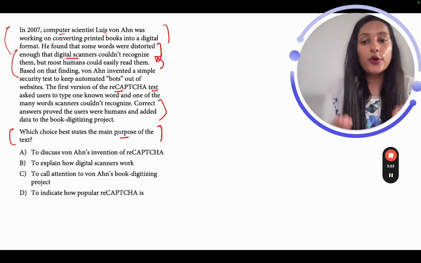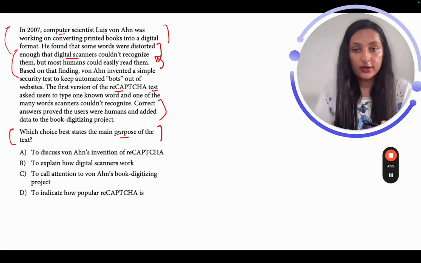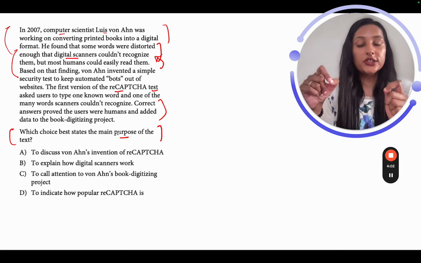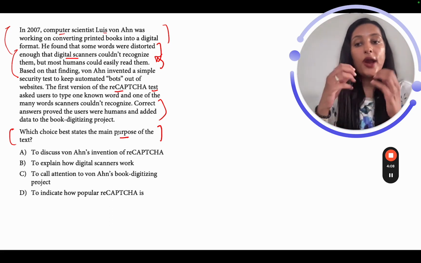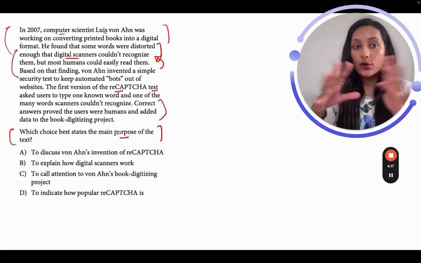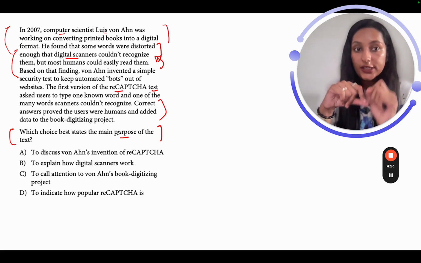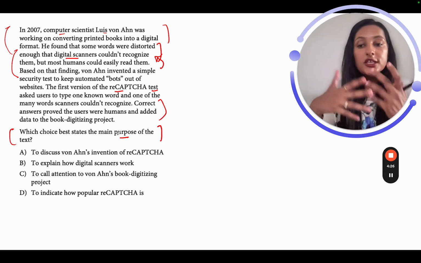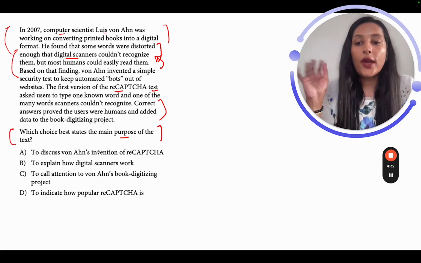What is the whole point of a main purpose question? It's basically asking you to identify why the author is saying whatever he's saying. Purpose questions are always related to the question why. In this case we are dealing with the purpose of the whole text. So I have to identify an option that tells me the reason why the author is telling me all of this. What is he trying to establish? Now with this overall understanding of the text, I'll go ahead and eliminate my options. I want you to pay attention to the reasons why I'm eliminating the options. What are the reasons behind eliminating them? Understand that. Now option A, to discuss Lewis's invention of reCAPTCHA.